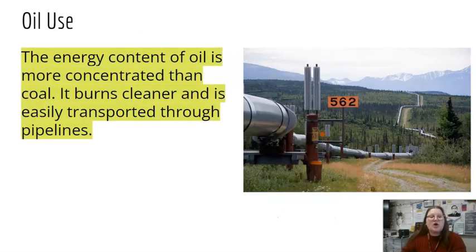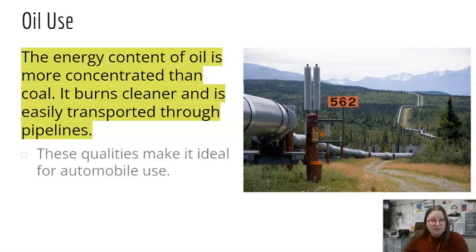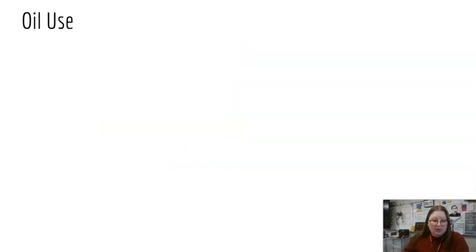So the energy content of oil is more concentrated than coal. So even though coal is the most abundant, we get more energy out of oil. It also burns cleaner and is easily transported through pipelines. So if we are mining coal over here, we can build this pipeline, which in itself is a disruption to the environment, but is easier to transport than having to truck things everywhere. These qualities make it ideal for automobile use. So again, the gas that you're putting into your car is an oil component that comes from oil.